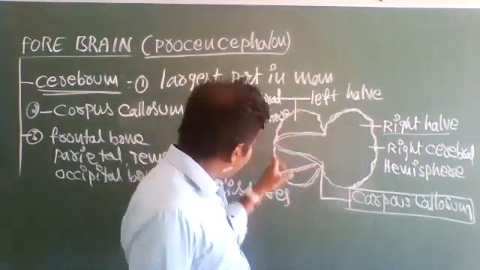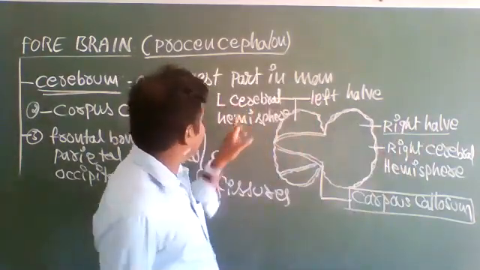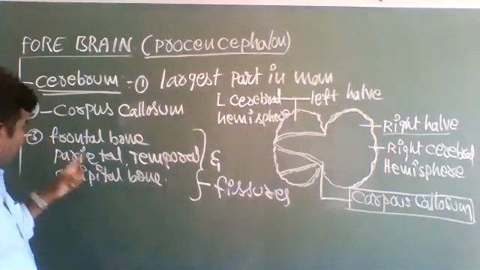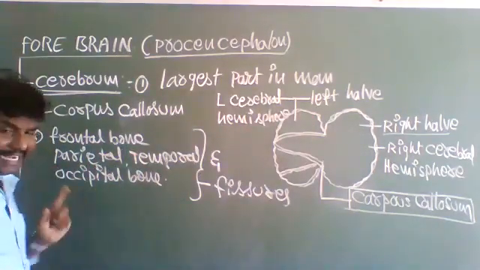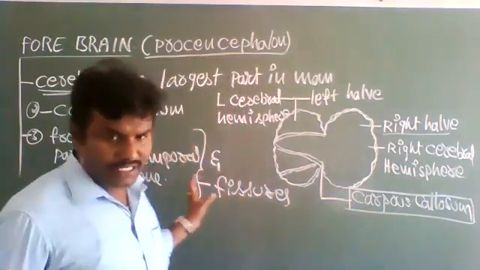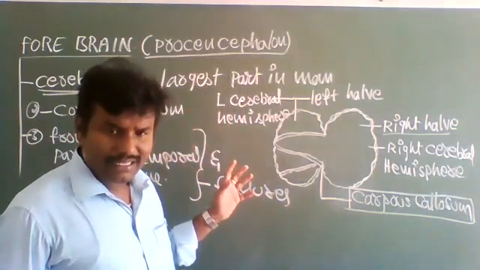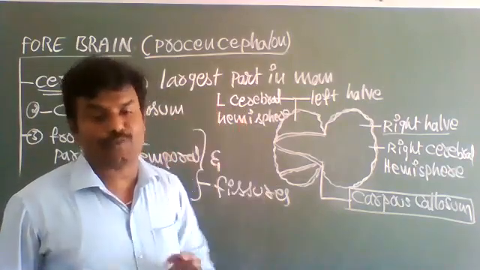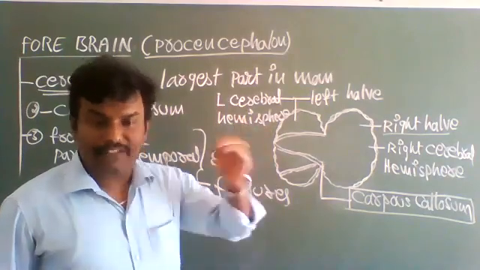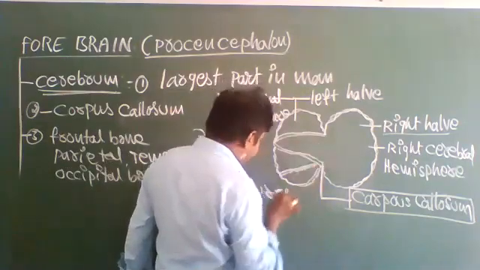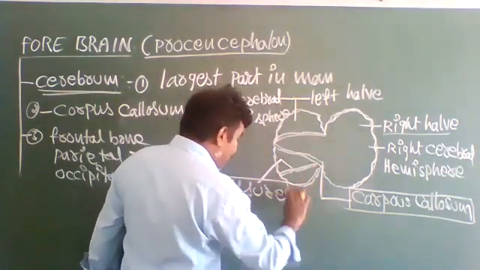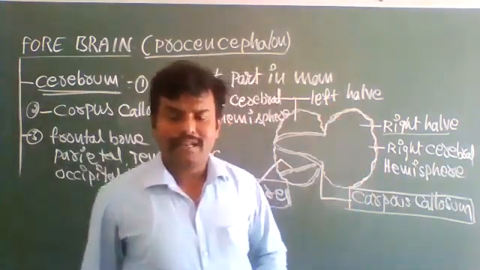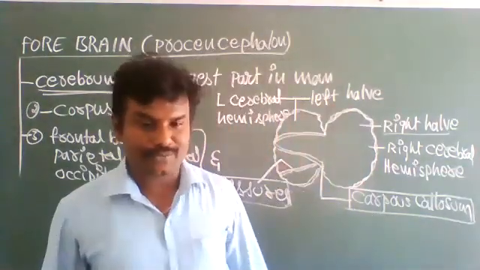Okay, each cerebral hemisphere, that is right cerebral hemisphere and left cerebral hemisphere, is divided into 4 lobes with the help of 4 bones, that is frontal bone, parietal bone, temporal bone, and occipital bone. These bones are present in the skull. With the help of these, each cerebral hemisphere is divided into 4 lobes. These 4 lobes are divided with the help of deep fissures.